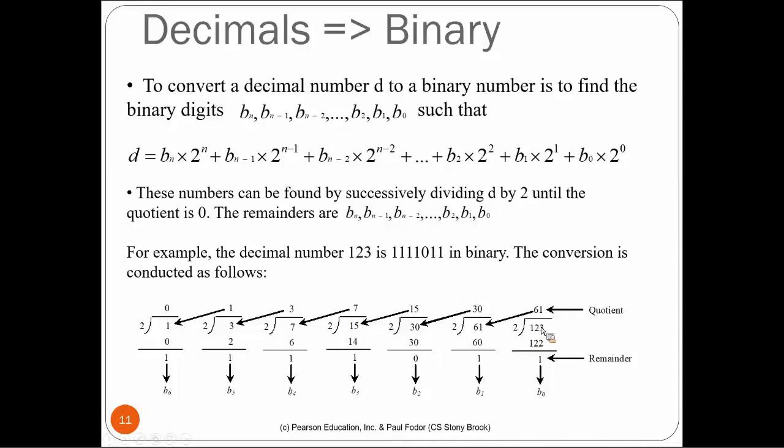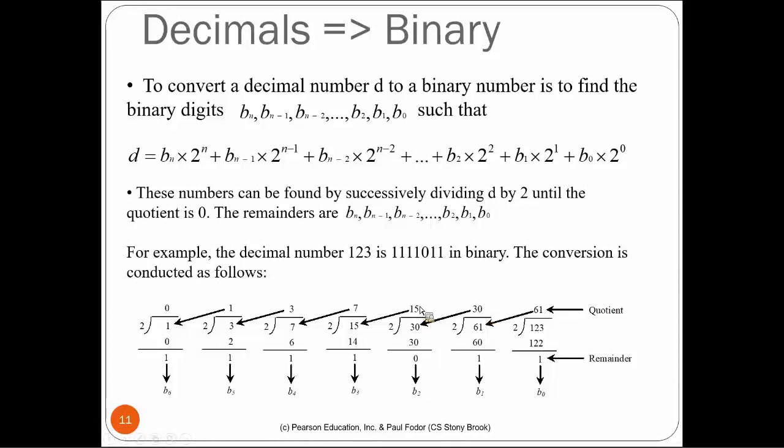You see the number 123 is on the right hand side. We divide it by 2. We get the quotient 61 and the remainder 1, because 61 multiplied by 2 is 122 and the remainder is 1. We continue with the quotient by dividing it by 2 and obtaining its quotient and remainder. And we continue like this.